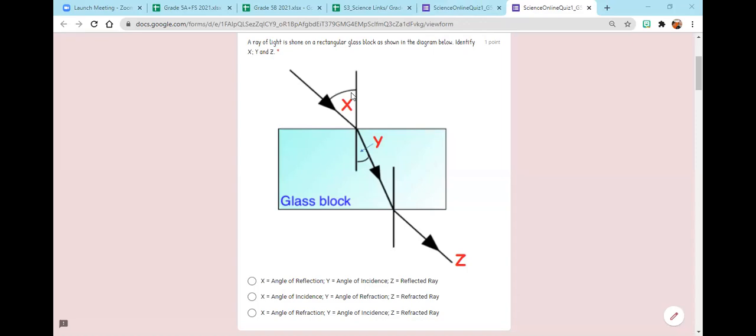Since we're not too many, you can unmute yourself to help me with this. I will start solving the worksheet. A ray of light is shown on a rectangular glass block, as shown in the diagram. What are X, Y, and Z?